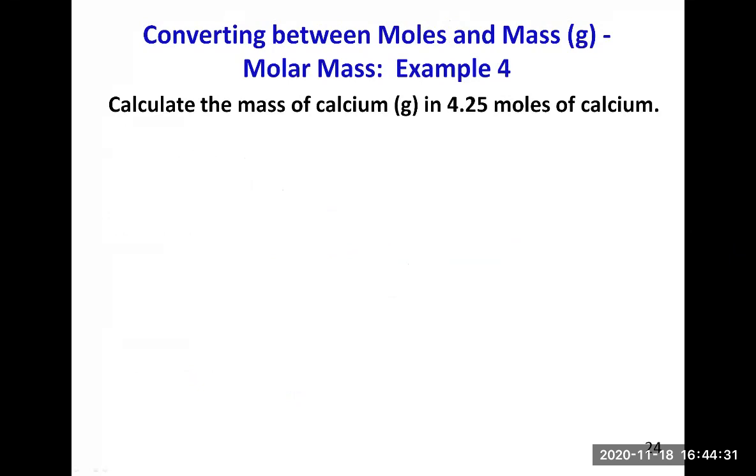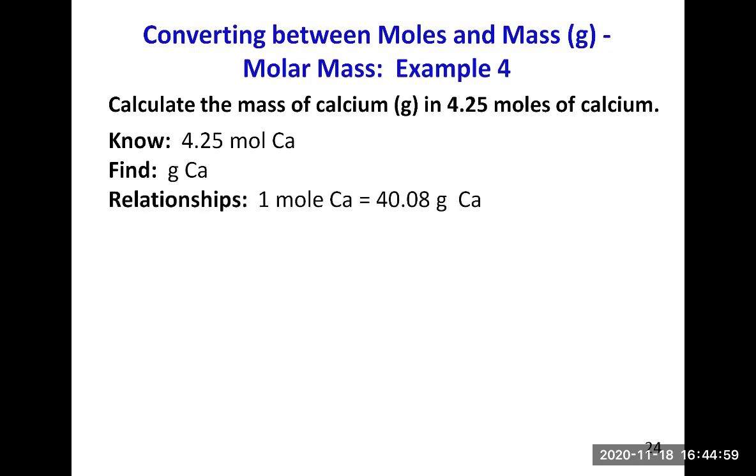So let's go through another example on how to convert between moles and mass using the molar mass. Calculate the mass of calcium in 4.25 moles of calcium. So here we are given a number of moles of calcium, 4.25. We want to know the mass in grams of calcium. So you need to look at your periodic table and find calcium. And the molar mass of calcium is 40.08 grams per mole. Written as an equality, it's 1 mole of calcium equals 40.08 grams of calcium.